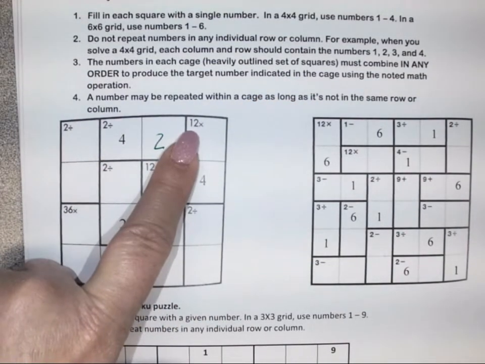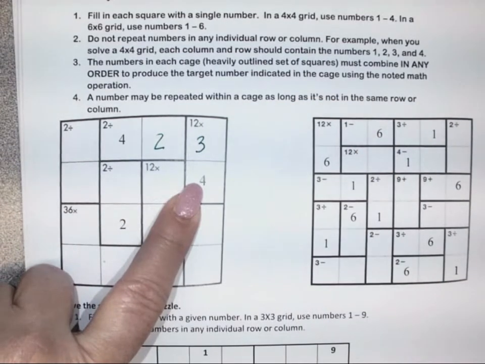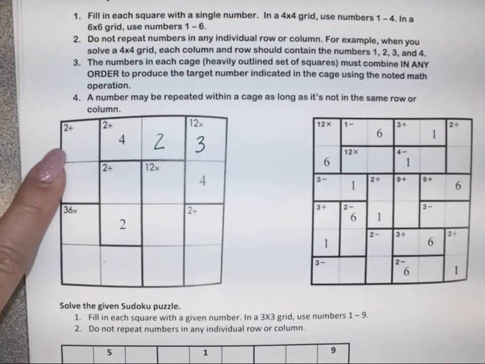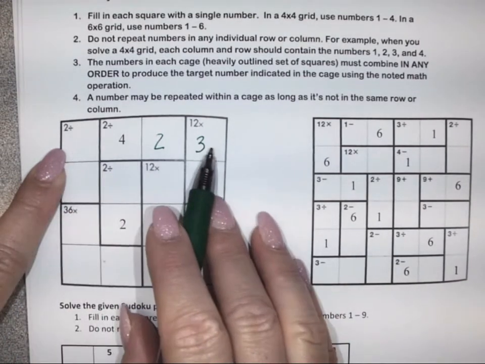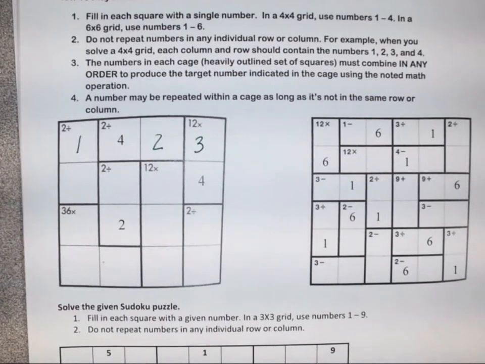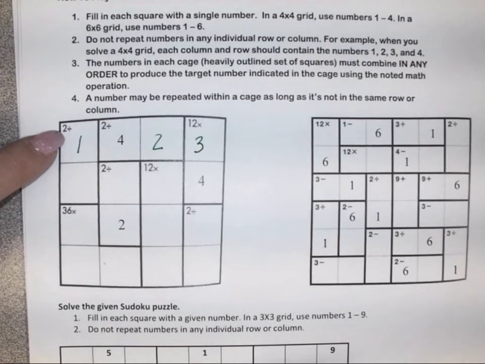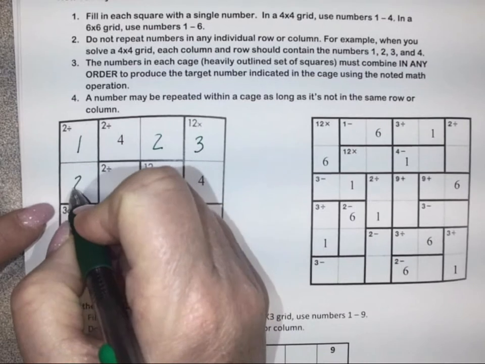To get to 12, I would have 4 times 3 will get me 12. That tells me that this has to be a 1 because I have 1 through 4 going across. And then here I've got 2 divided with trying to get a 2 for an answer. So what divided by 1 would get me 2? Well, that's going to be a 2.